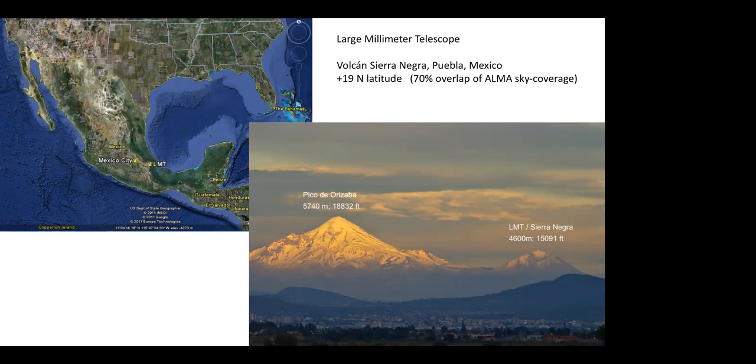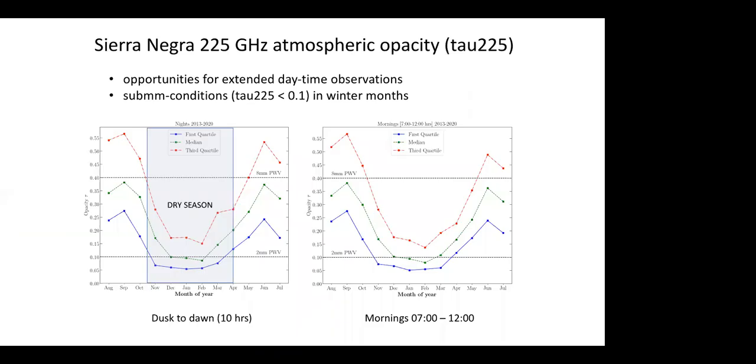The latitude of the telescope is plus 19, so it's almost exactly identical to Mauna Kea. So if you're thinking about sky coverage, it's pretty much the same as from Mauna Kea. And we overlap in sky coverage with ALMA over something like 70% of the sky. So that's actually a much more complete overlap in common science targets.